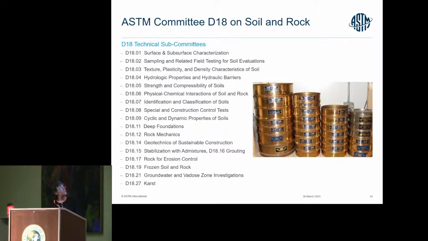Here's a list of some of our subcommittees. Not all are here because I couldn't fit it on the slide, but you can see there's quite a smattering of topics. So maybe in this room you might be interested in surface and subsurface characterization, sampling and related field testing, rock mechanics, deep foundations. I've already mentioned karst, groundwater and vadose investigations, but not listed here, but should be, it's hydraulic fracturing.